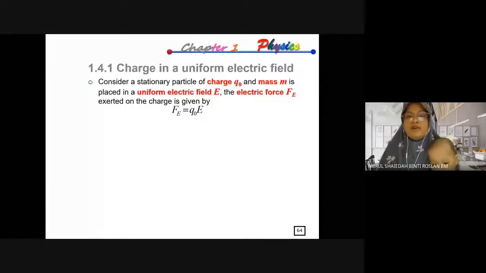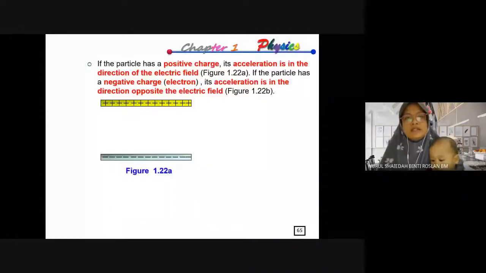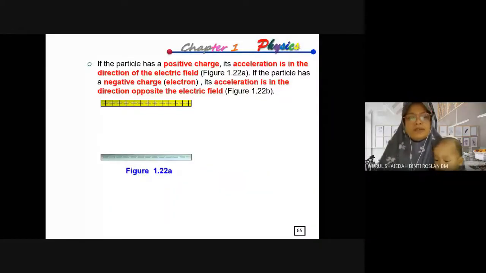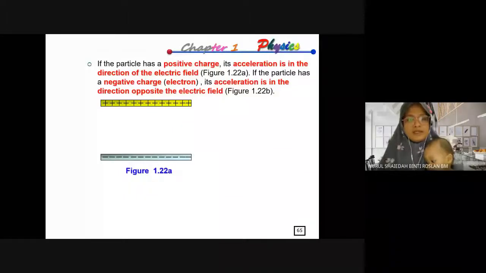Okay, ini saya bagi tahulah. Okay. So, consider a stationary charge Q0 and a mass M is placed in uniform electric field. So, dia akan experience electrostatic force. Okay, apa maksud dia dekat sini? Okay, so saya tak nak goyang ni lah. Saya pergi kepada ni. Okay. So, ini adalah plate. Okay, plate ni ada positive charge dengan negative charge. So, what happen? They will produce electric field. Kan ada electric field lah sebab ada positif dengan negatif.